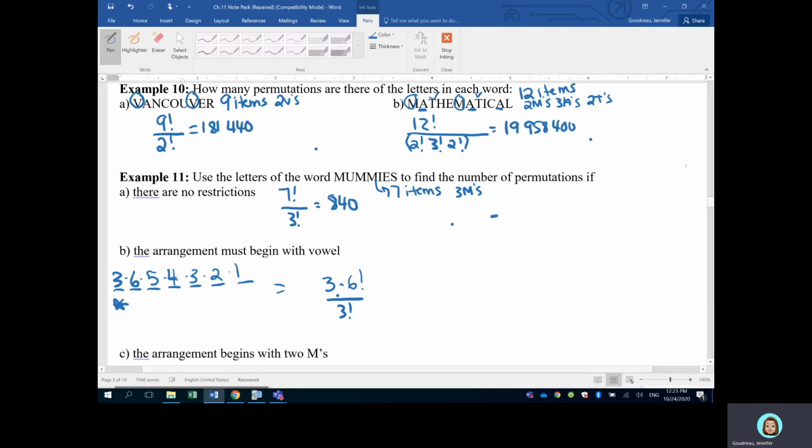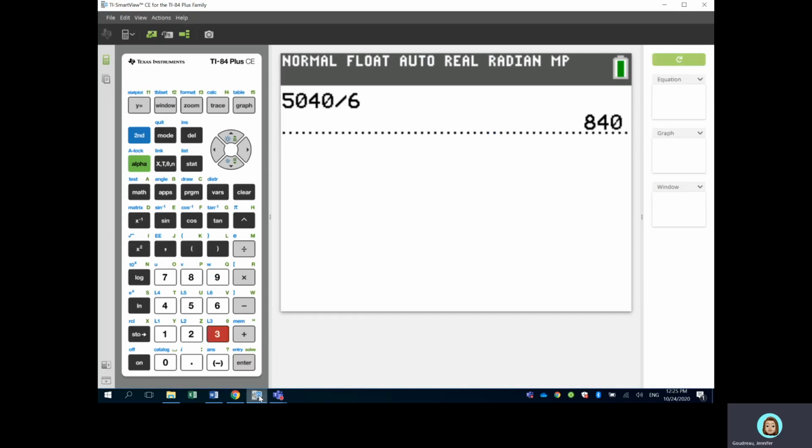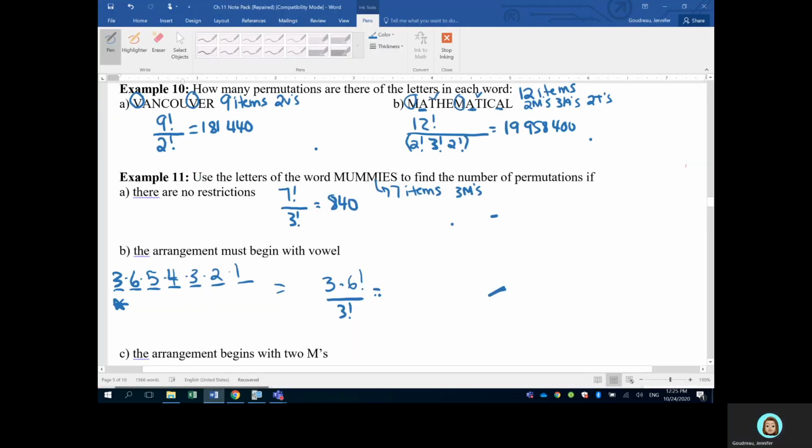So the nice part of having the 3 factorial already written there is sometimes what ends up happening is you do all your arrangements and you get so caught up in how to do the arrangements that you forget about dividing out your repeating letters. So it's nice to have that from the very beginning, and then you won't forget to have it. So going to the calculator here, we have 3 times 6 factorial is 720, divided by 3 factorial, which is 6, and that gives us 360 arrangements there.